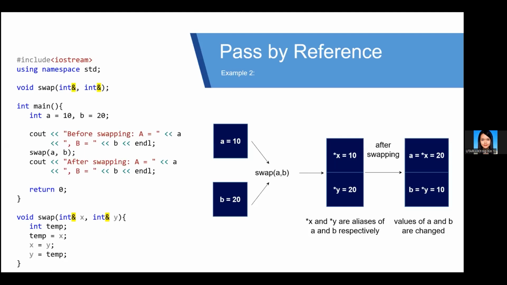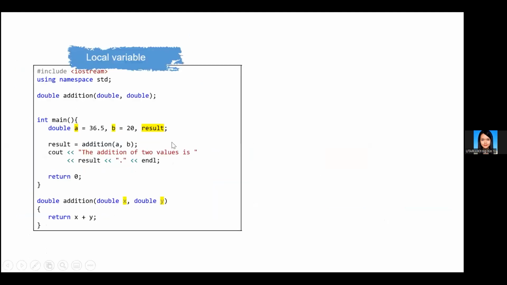Then we will proceed to this part here. So just now we have learned that we try to declare and define the user-defined functions. And these are the local variables that we have learned. Local variables means that all the variables declared inside a particular function. For example, A, B, result, these are the 3 local variables belonging to the main function. And then X and Y, these are the 2 local variables belonging to the addition function.